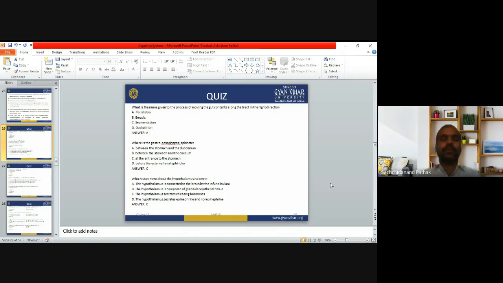What is the name given to the process of moving the gut contents? Name those processes which help to move the gut content in the right direction. First, peristalsis. Second, emesis. Third, segmentation. And D is deglutition. Emesis, no. Reverse food can be possible. Segmentation, food can go backward and forward. Deglutition, no. So the right answer is peristalsis. Peristalsis will help to move the food forward in the right direction.